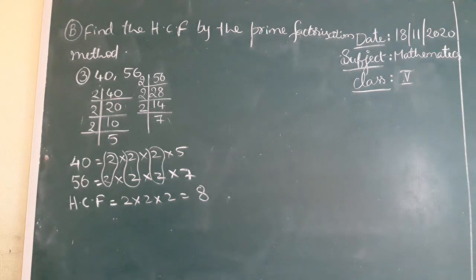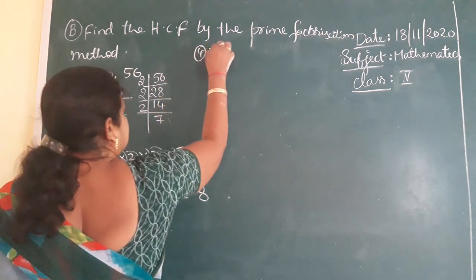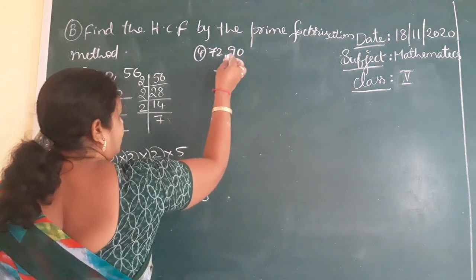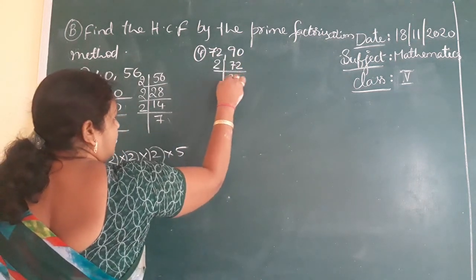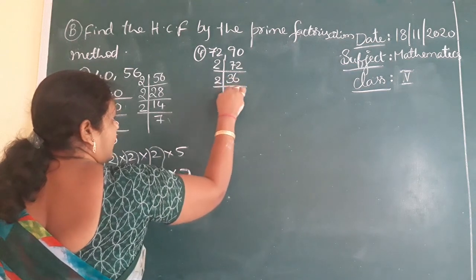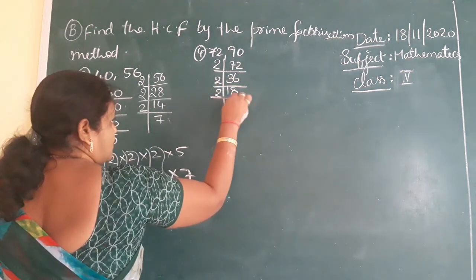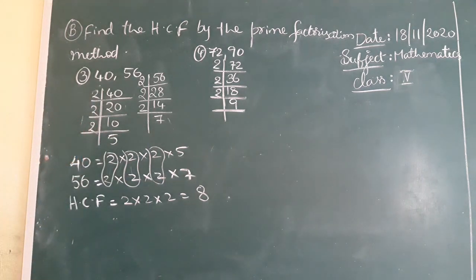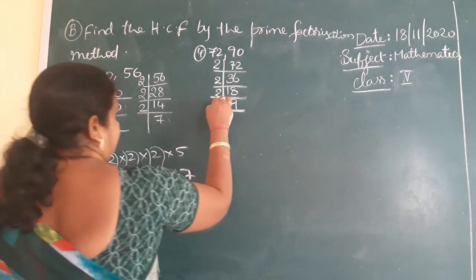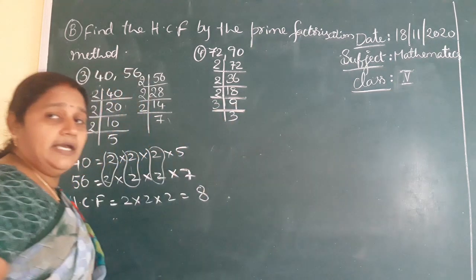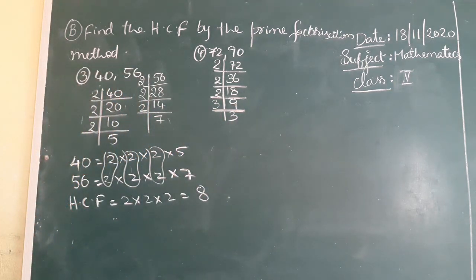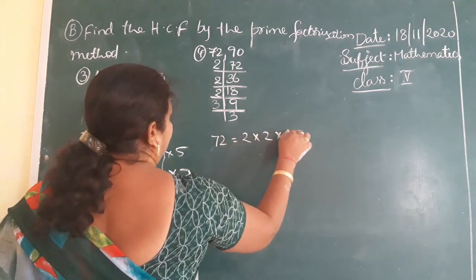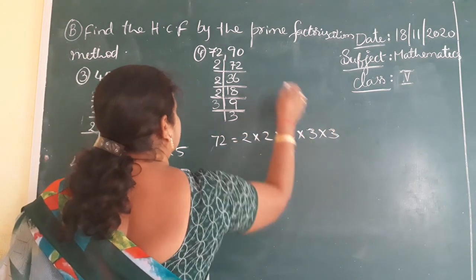72, 90. Fourth one. What is the prime factorization for 72? 2 36s, again 2 18s, 2 9s. 9 is not possible in the 2 table, it is possible only in the 3 table. 3 3s are 9. Okay, now write the prime factors of 72: 2 into 2 into 2 into 3 into 3.